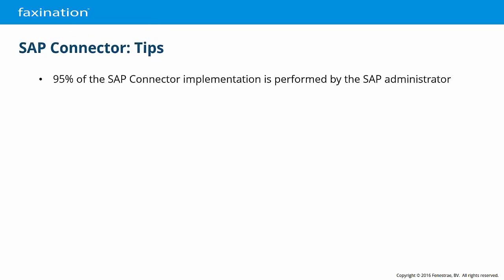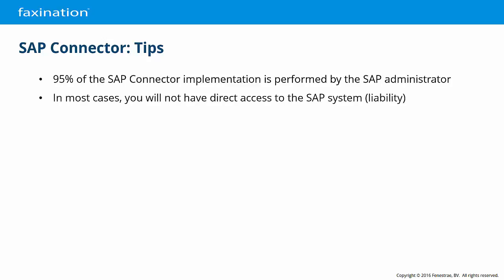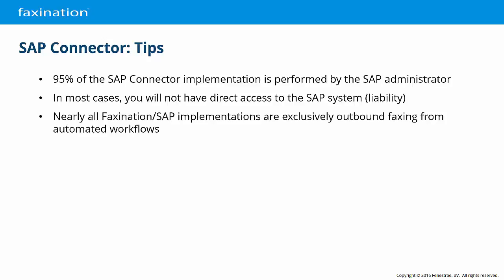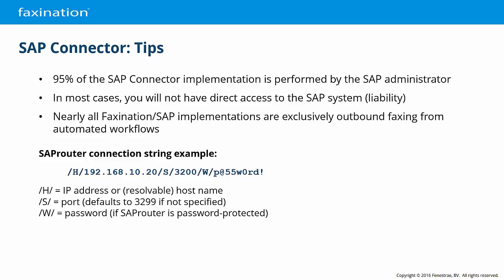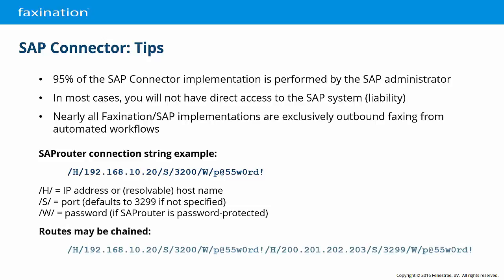SAP Connector Tips. 95% of the Faxination SAP Connector implementation is performed by the SAP administrator within the SAP environment. Unless you're an SAP administrator, in most cases, you will not have direct access to the SAP system. And as we've already mentioned, nearly all Faxination SAP implementations are exclusively outbound faxing from automated workflows. Here's an example of a SAP router connection string, which can include the IP address or host name, a port number, and a password if required. The routes can also be chained.